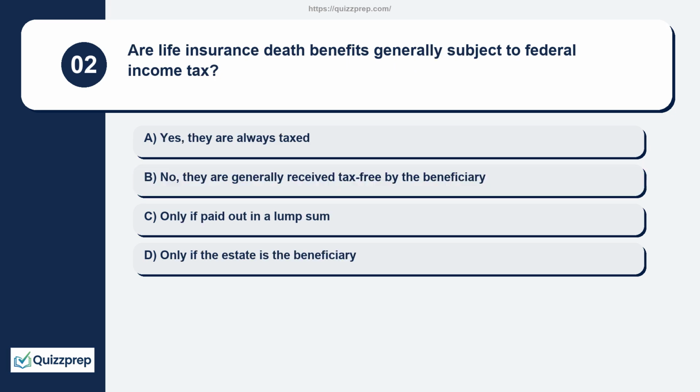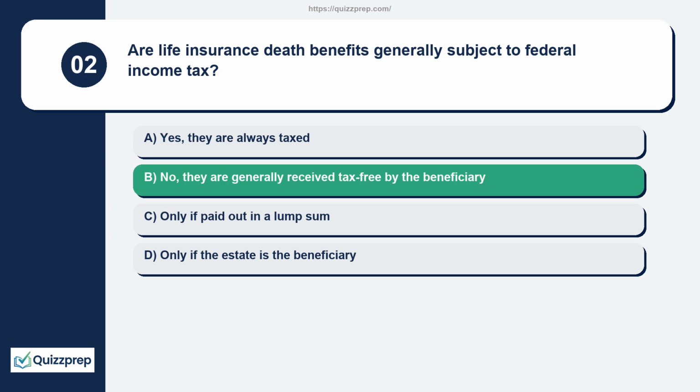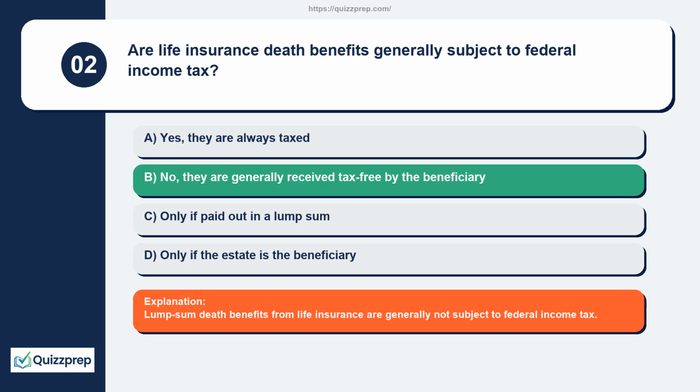Question 2. Are life insurance death benefits generally subject to federal income tax? Yes, they are always taxed. No, they are generally received tax-free by the beneficiary, only if paid out in a lump sum, only if the estate is the beneficiary. Lump sum death benefits from life insurance are generally not subject to federal income tax.